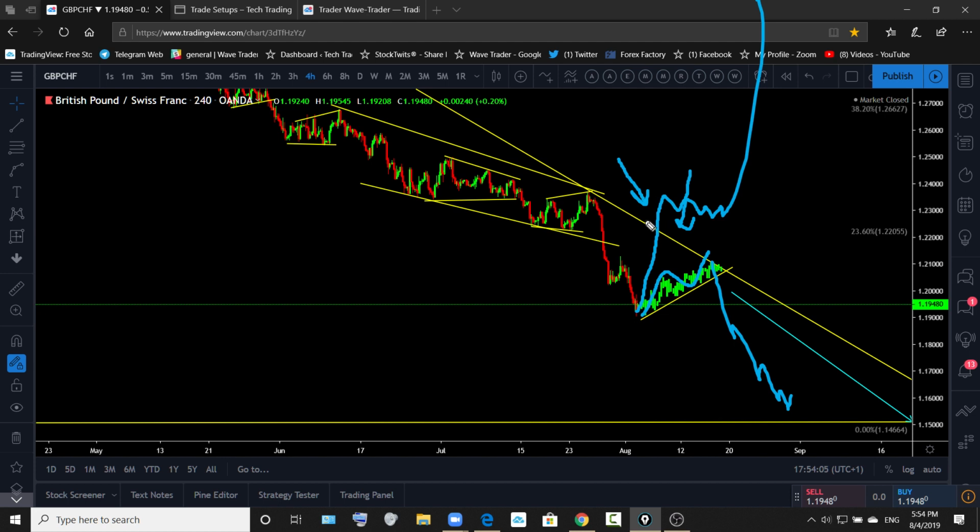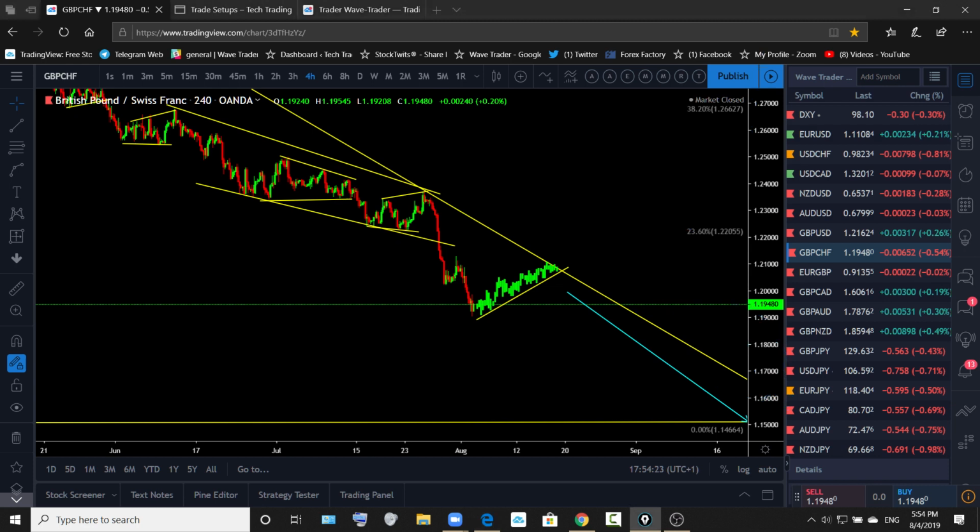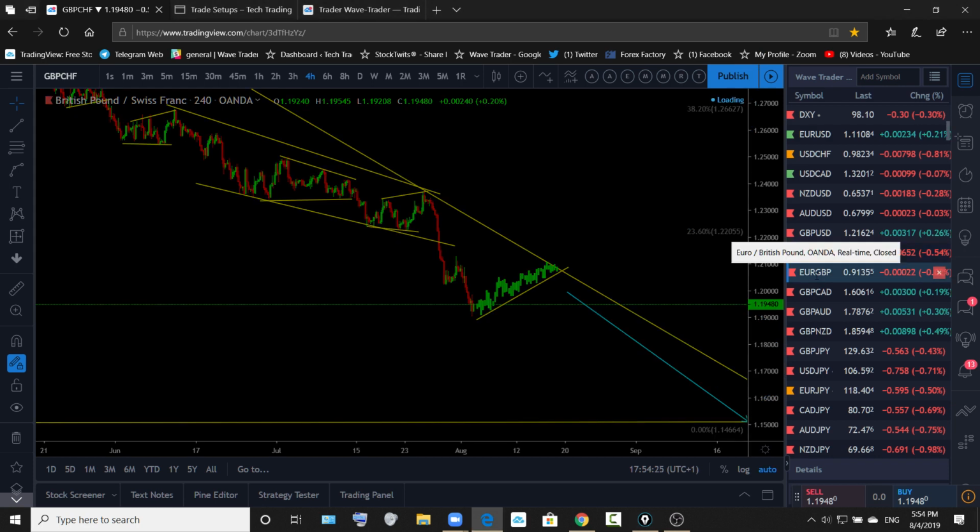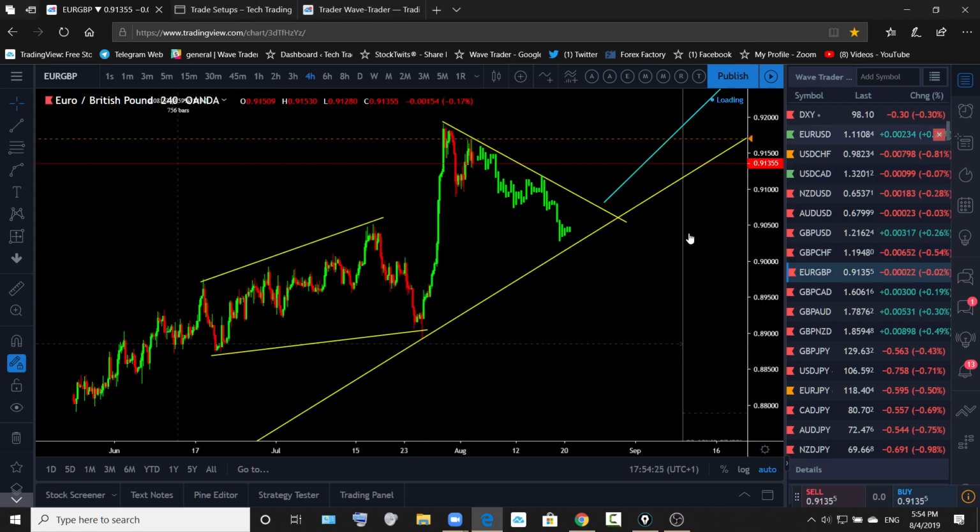As I said, if we're not going to get that and we have another correction like that, either in the form of a flag or an expanding triangle, whatever formation it's going to be, there's going to be one more drop, and again we're going to look for it from the bottom to reverse aggressively to the upside. So this analysis is going to apply to almost all pound pairs.